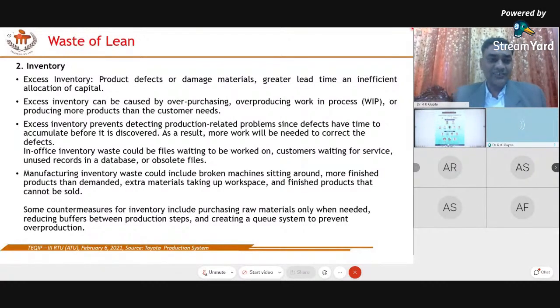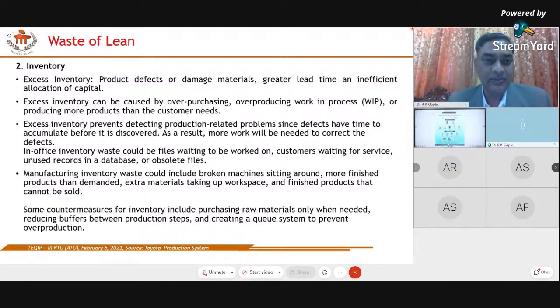So excess inventory also has to be reduced. The ultimate aim in lean manufacturing is zero inventory. Means as and when you require the item, you place the order, and the item is delivered by the vendor at that time. Okay, so that is one part.